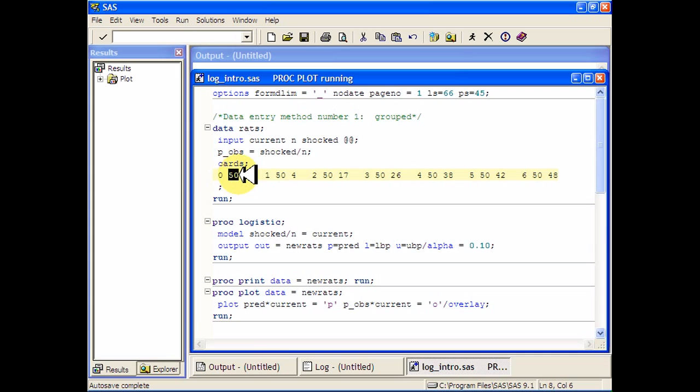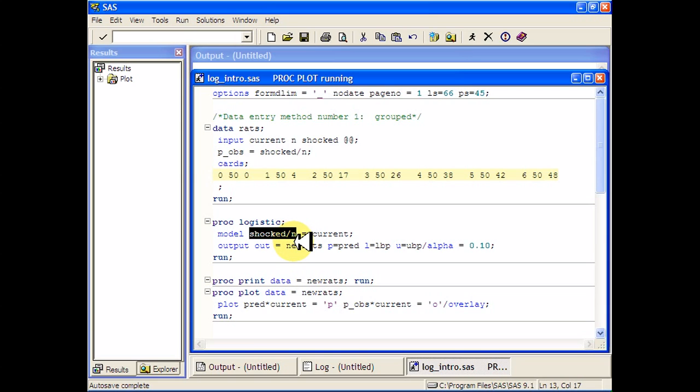And then shocked tells me whether or not the rats look like they've been shocked. So I have 0 rats at current level 0 who look like they got shocked, obviously. And then at current level 1, only 4 rats look shocked, etc. And so then I want to model this probability that the rat looks shocked using how much current we've put in their cage. So note that I've created this new variable p observed, the observed probability of being shocked, but I didn't use that in the model statement.